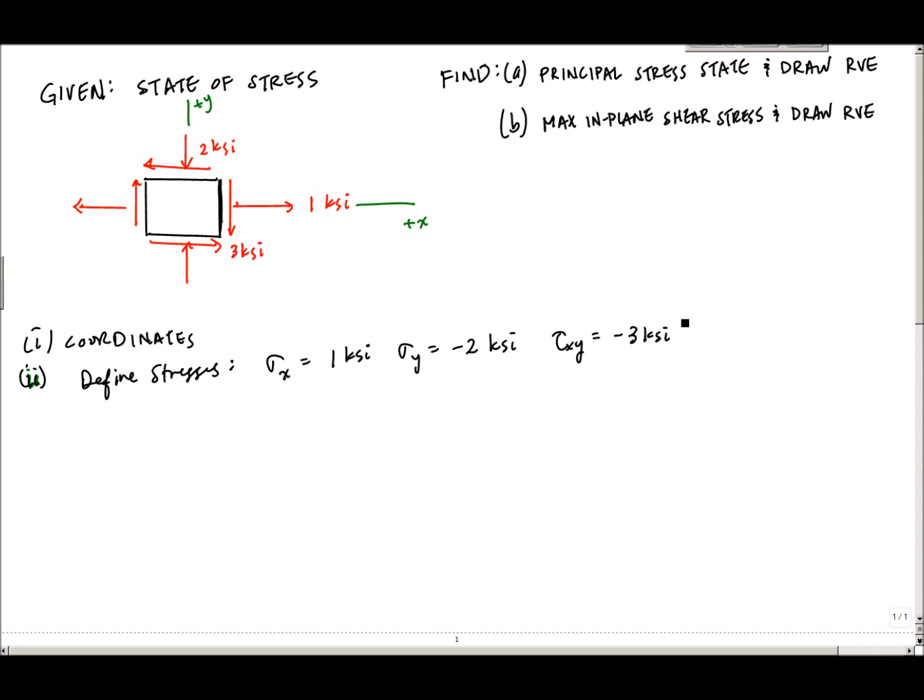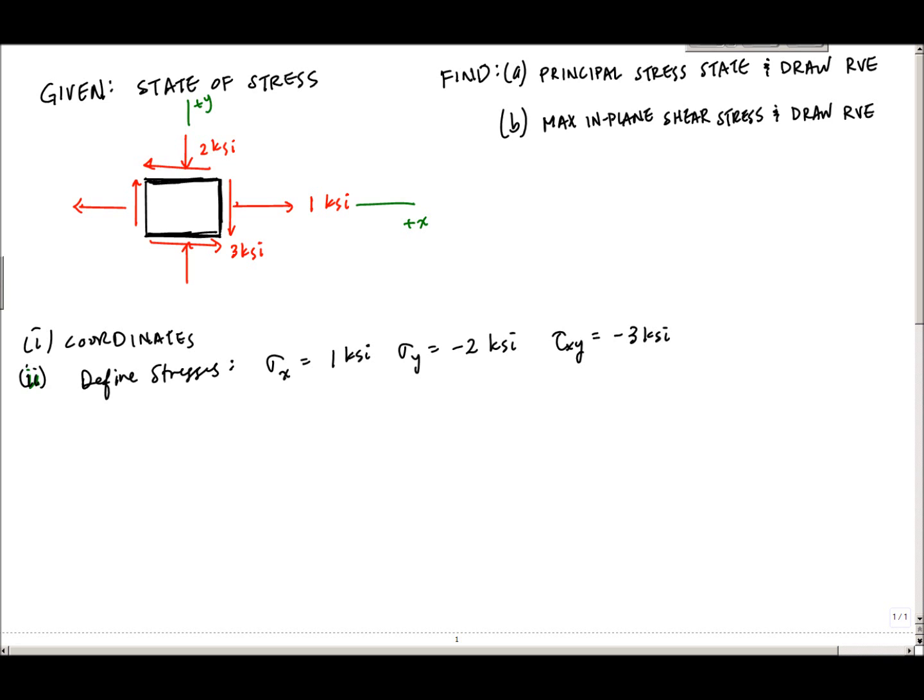And this even works over here on this face. I am on the positive y face in the negative x direction, so positive times negative. Or over here, I'm on the negative y face in the plus x direction, which also leads me to negative 3 ksi. Okay, and so once I have my stress state set up, it's up to you to choose stress transformation equations or Mohr circle or whatever you want to do to determine whatever the question's asking.